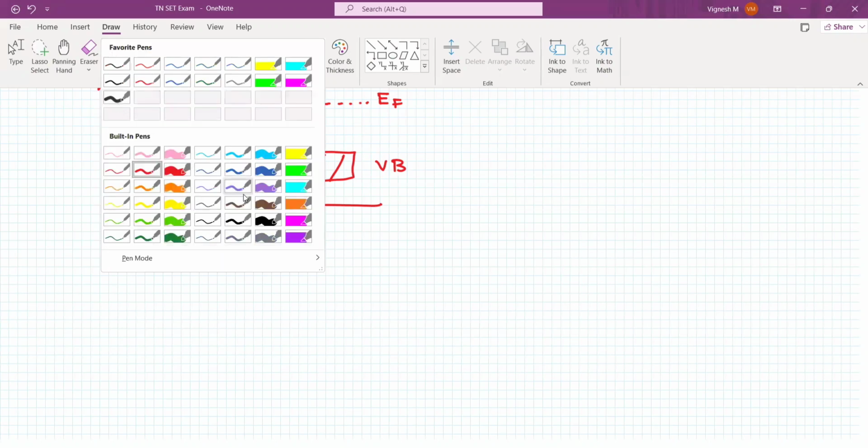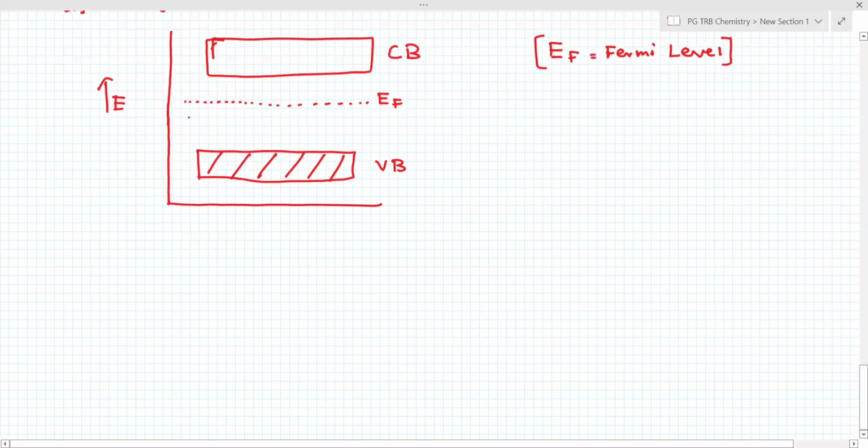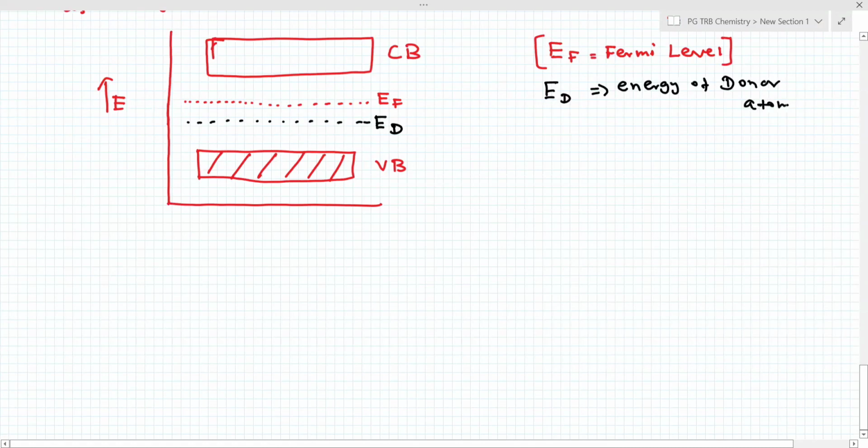Now what is the answer for this one? Please know, this is ED, the energy of the donor level. What is ED? This is the energy of the donor atom. You got the point? So where is the position of the donor atom? Between what? Between the valence band and the Fermi level. You got the point? This is very important, please note.